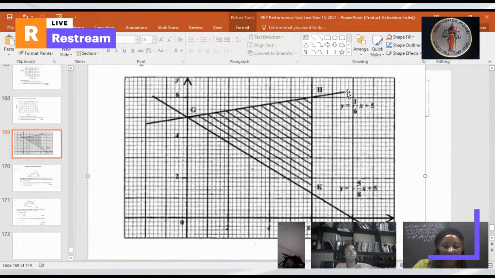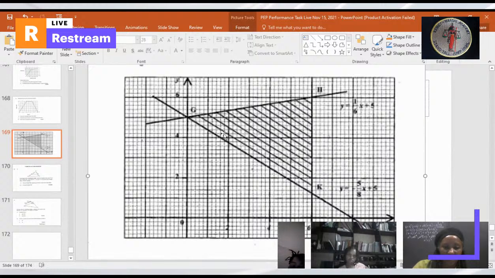What inequality would we put? So it's a broken line. We're shading below that line, so it would be less than.